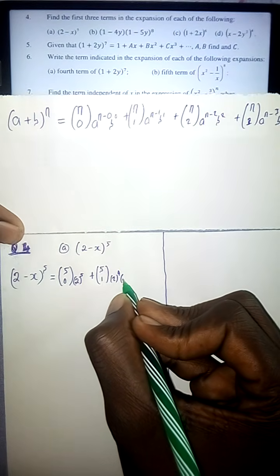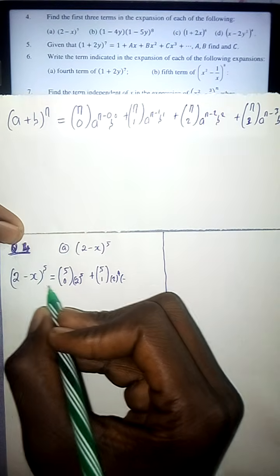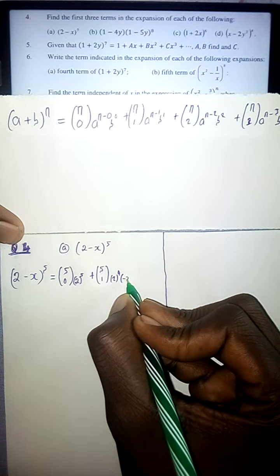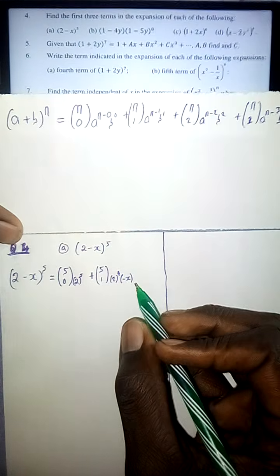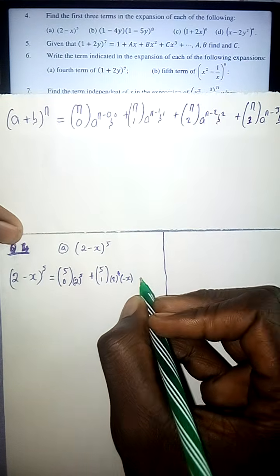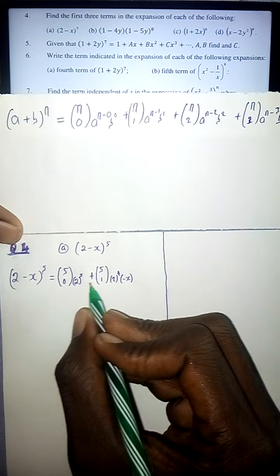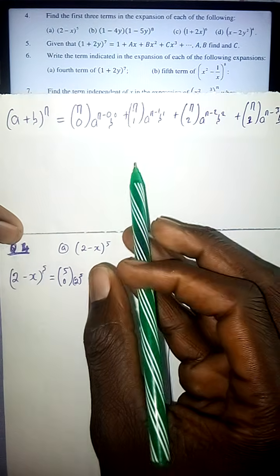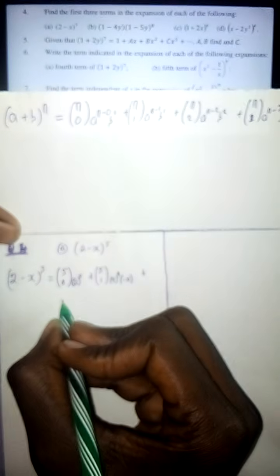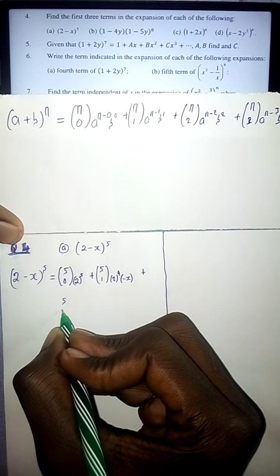Then we also have our b there. Our b is this part, right? So it will be negative x to the power what? To the power 1. So first, second, the third term. So this is our third term. Our n still 5.